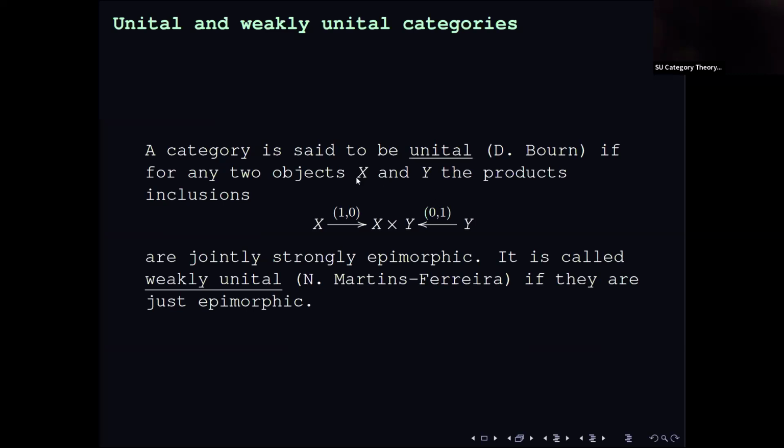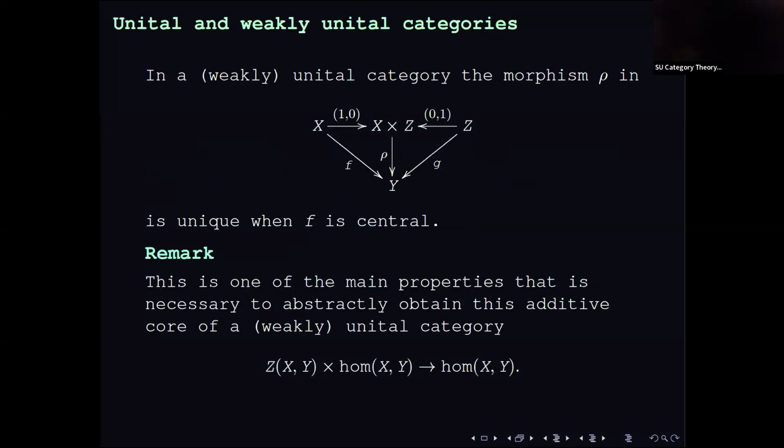So just to remind you, a category is said to be unital if the product inclusions here are always jointly strongly epimorphic, and it is weakly unital if they're simply jointly epimorphic. And one of the main things that I just said is that abstractly one can have this additive core, which I've just described, in any weakly unital category. So there's the notion of central morphism: the central morphisms from one object to another always form a commutative monoid, and this acts canonically on the Hom sets in any weakly unital category.